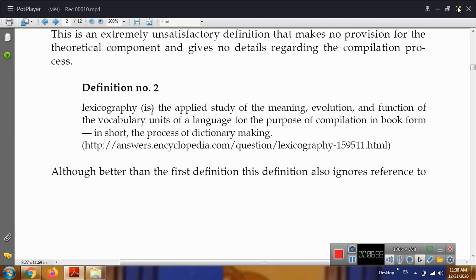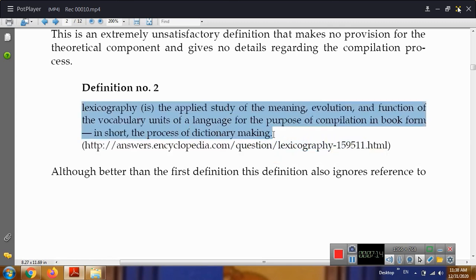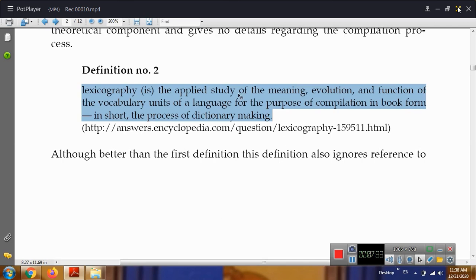Another definition: lexicography is the applied study of the meaning, evolution, and function of the vocabulary units of a language for the purpose of compilation in book form, in short, the process of dictionary making. Okay, here you can see another definition which says that we consider lexicography as the applied study of meaning, evolution, and function of vocabulary units of a language for the purpose of compilation in book form, in short, the process of dictionary making. Okay, here in short it defined lexicography as the process of dictionary making.